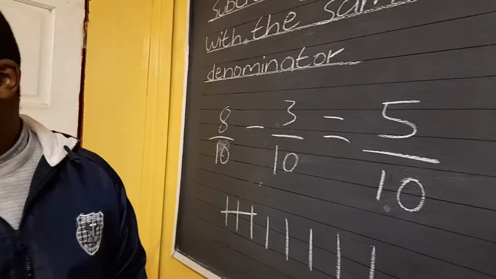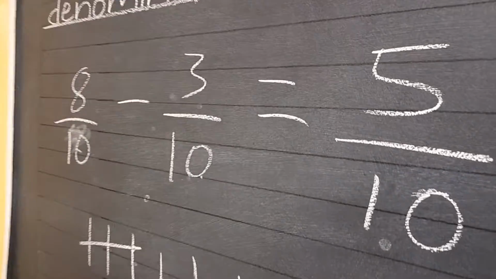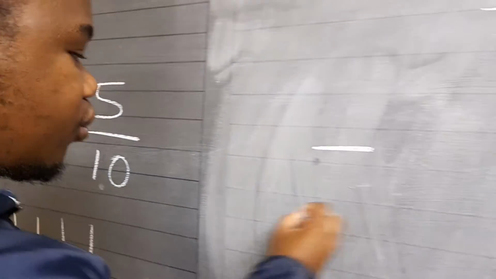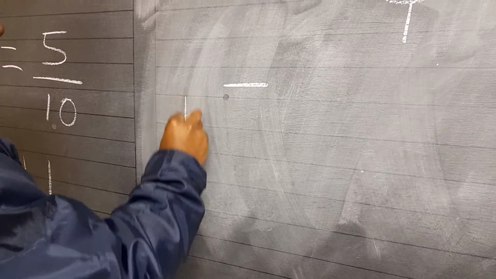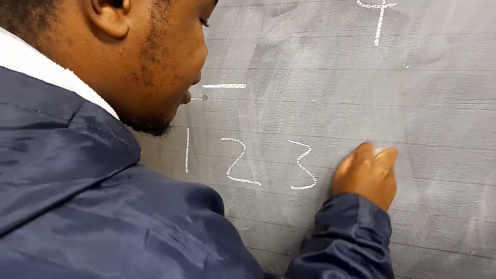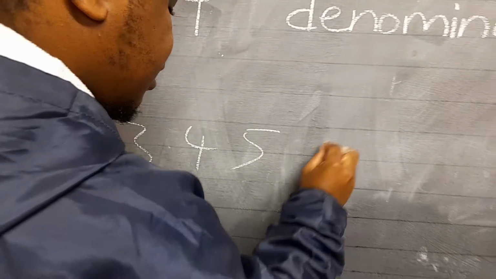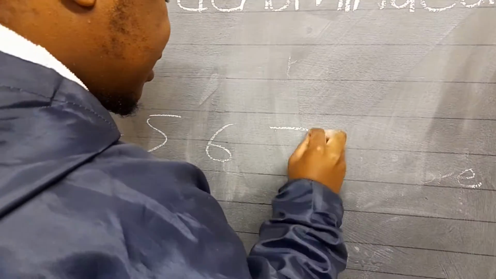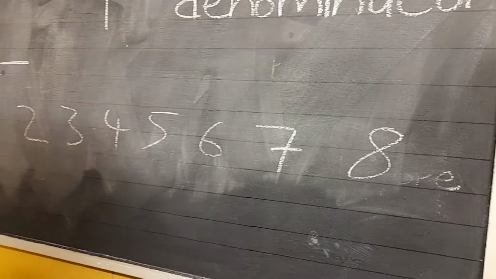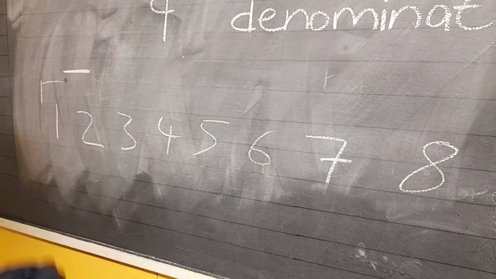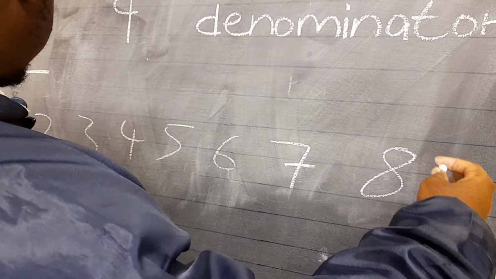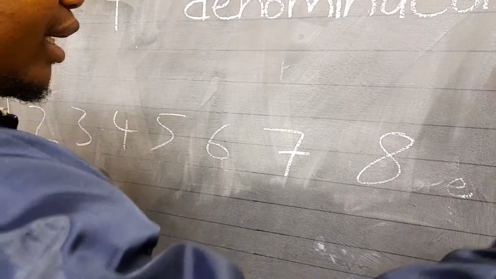Or you can use your ruler to count. Your ruler is like this. There is 1, there is 2, there is 3, there is 4, there is 5, there is 6, there is 7, there is 8. You take out your 30 centimeter ruler, and you make sure that it's from 1 to 30.